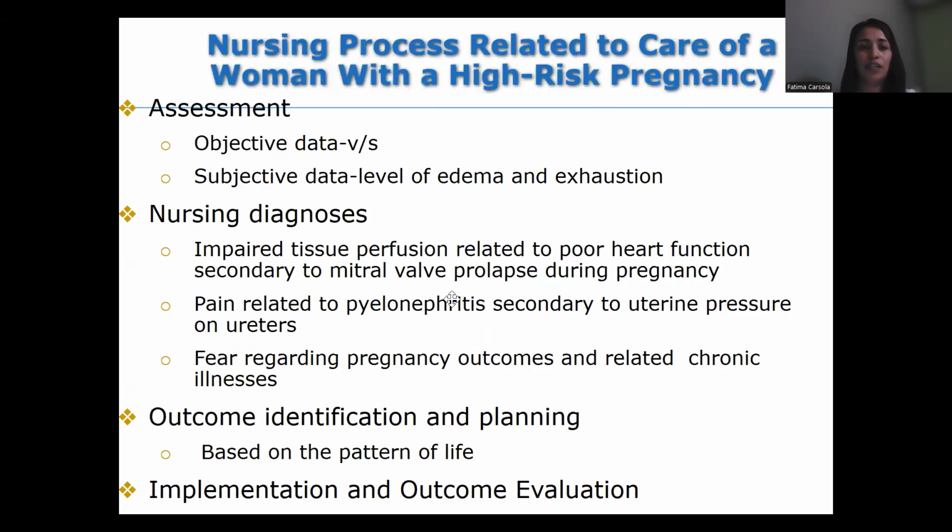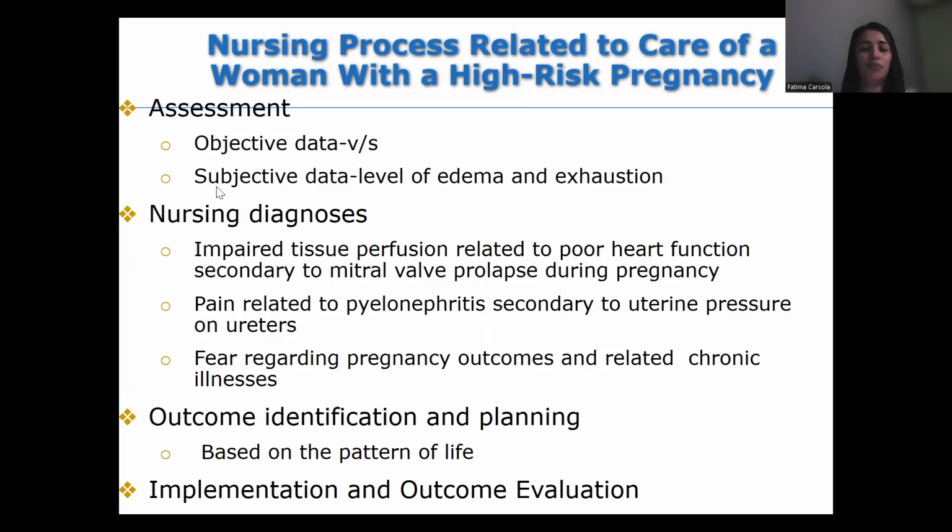So we have here the nursing process related to the care of a woman with a high-risk pregnancy. Number one is assessment. When we say assessment, we have to gather the objective data. These are our vital signs, anything that we could see, the results of blood tests, ultrasounds. Vital signs are all objective data. So when we say objective, it's observable.